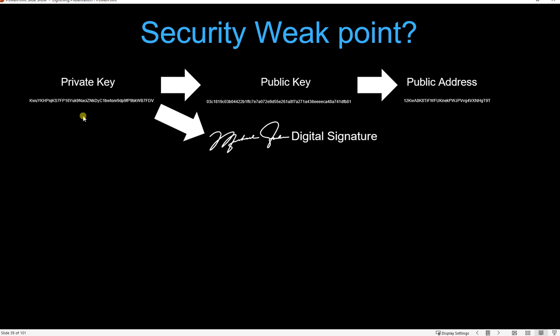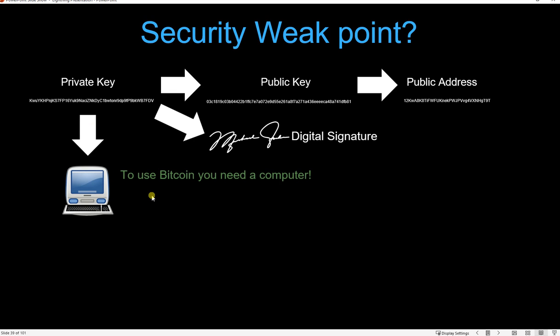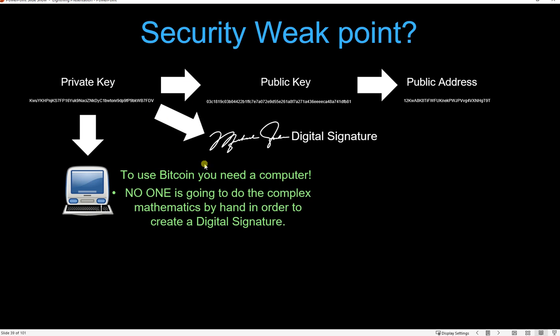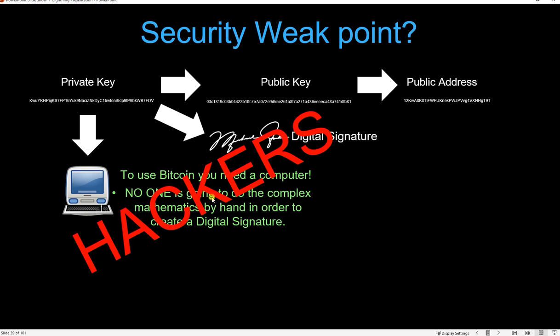All right? And here's the weakness: the private key needs to be run through a computer. You need a computer to deal with Bitcoin. Why? Because no one's going to take this number and do the complex elliptic curve multiplication to get a public key. No one's going to do the complex mathematics to do a digital signature. You're going to need a computer. And a computer is susceptible to hackers.